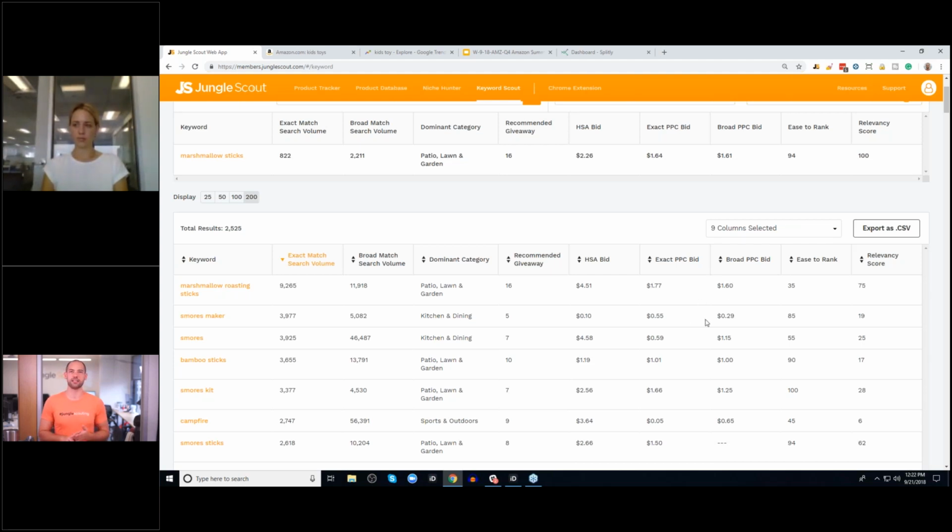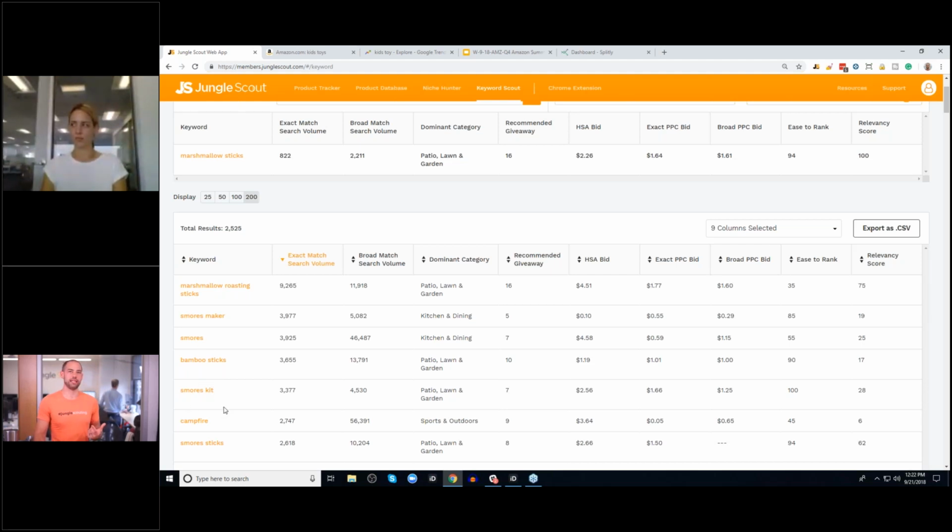So there are two different things, like I mentioned earlier, that you need to be thinking about when you're doing your keyword research. One, you want to make sure that all of the relevant keywords for your product that have at least a decent amount of searches are included in your listing. And the most important place to put your keywords is in your title. So for me, the keywords that I would want to include in my title would be marshmallow roasting sticks. I would want to include s'mores maker, bamboo sticks.